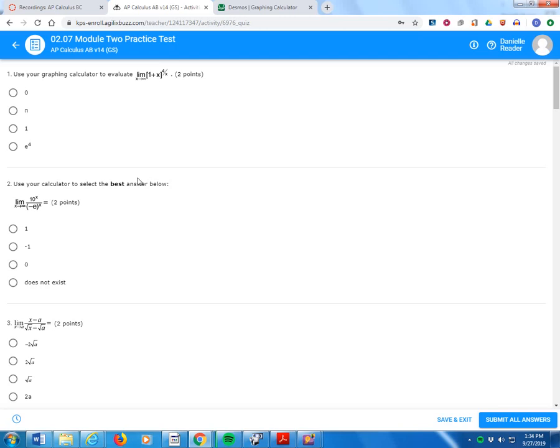Next question. Use your calculator to select the best answer below. 10 to the x divided by negative e to the x. Well, this is also 10 to the x times negative e to the negative x, if you do it that way. The calculator, when I put it in, didn't really help, so I did more of a logic idea here. If I put in 1 for x, it's 10 to the 1 divided by negative e, so that's going to be a negative number.